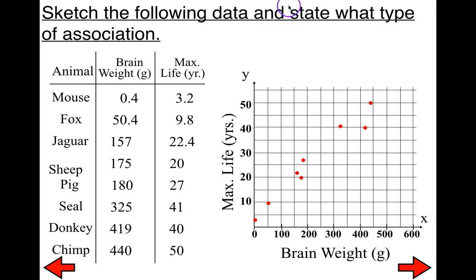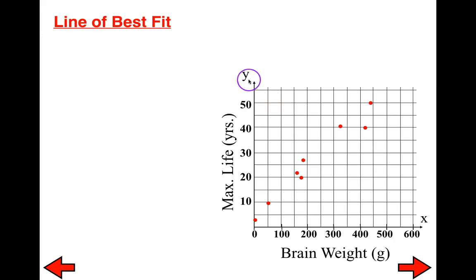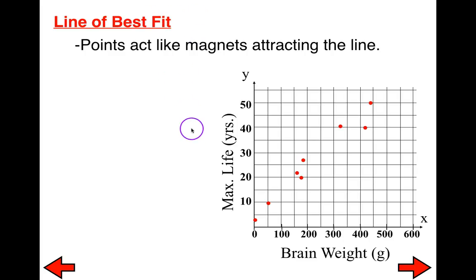Now it says here, sketch the following data and state what type of association. So first of all, I can tell what the association is right away. I'm noticing as I read it from left to right, it definitely has an increasing trend. So I'm going to call it a positive association. As for a sketch, we're going to be drawing what we call the line of best fit. So it's exactly what it sounds. Basically, we're trying to find a line that best fits these data points. And you're imagining these points act like magnets attracting the line. So you're wanting to try to draw a line that best fits all of these ordered pairs or data points.